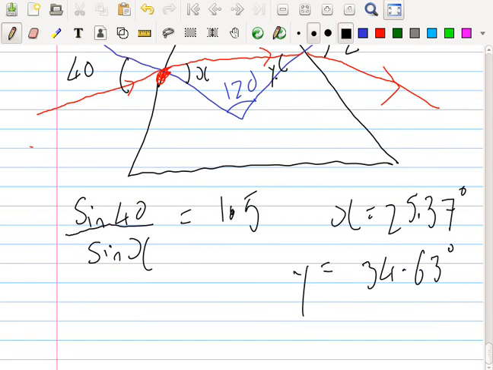Okay. Snell's Law on this piece. So what have we got? Sine y over sine z equals. Now it's not 1.5 because remember the Snell's Law experiment you did where it was water to air and air to water? This is air to glass and glass to air. So it's not 1.5 on the way out. What is it? 1 over 1.5.